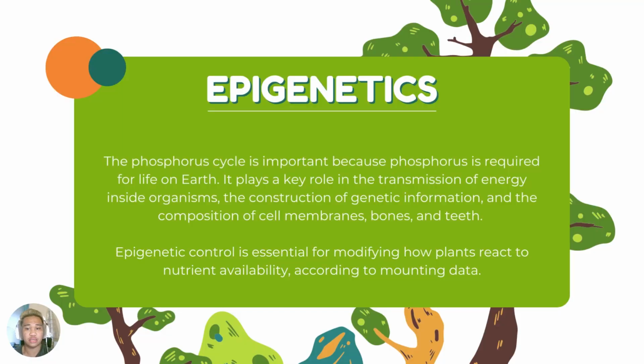We have the epigenetics. Phosphorus is an essential element for all forms of life on Earth, which makes the phosphorus cycle an extremely significant process. It is essential for the creation of cell membranes, bones, and teeth, as well as the passage of energy within organisms, the construction of information, and the transmission of energy between cells.